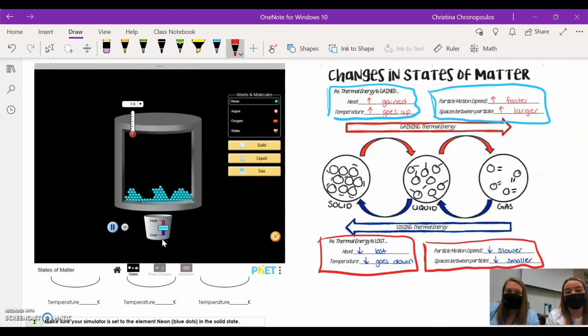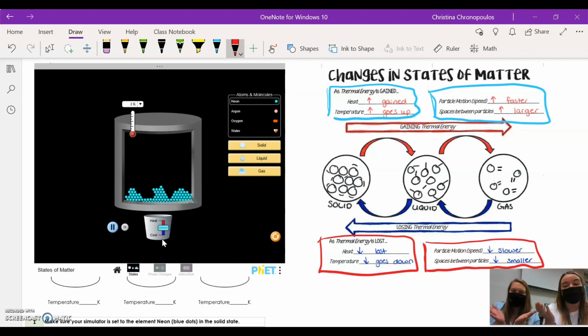And once again, it started off as a gas. Then as we slowed the particles down, they moved closer together and it became a liquid. And now you can see that it's back in its solid state, where the particles are just vibrating very close together, with very little particle spacing between them.